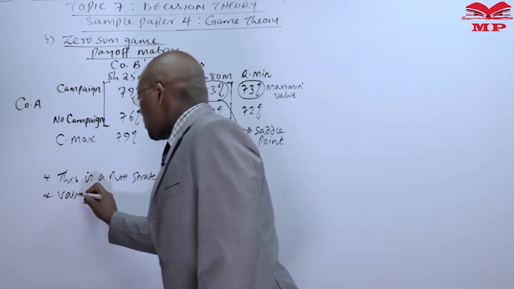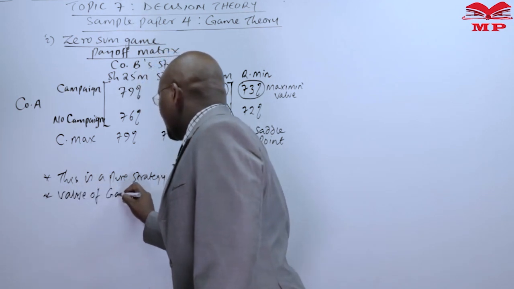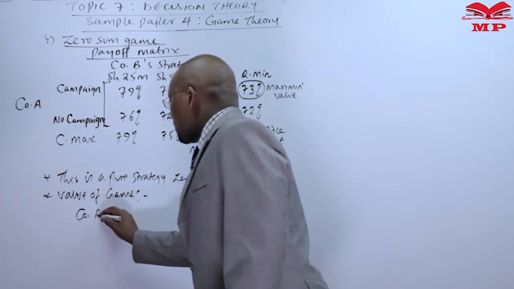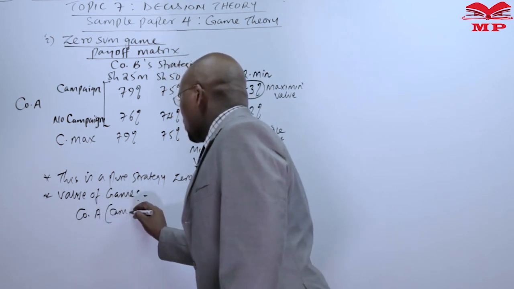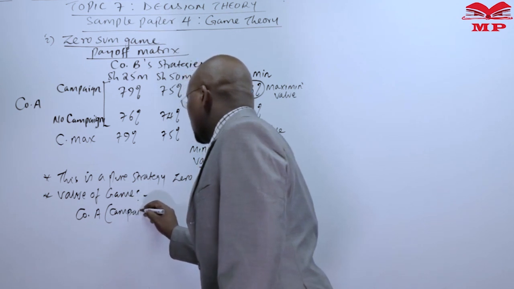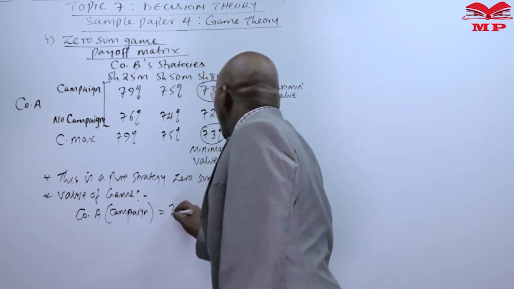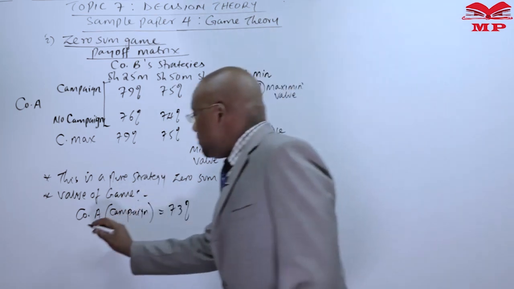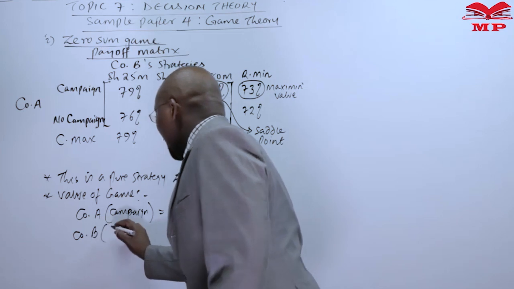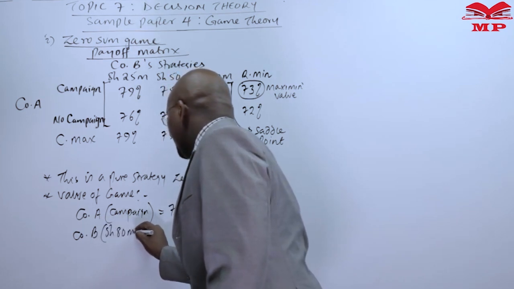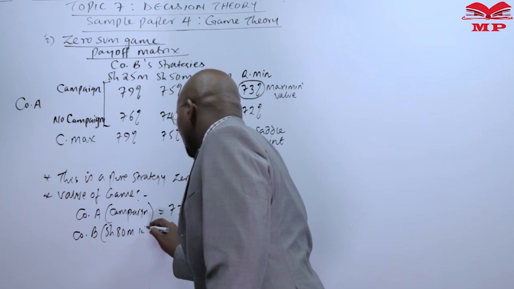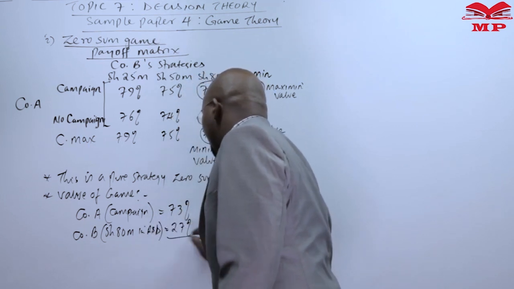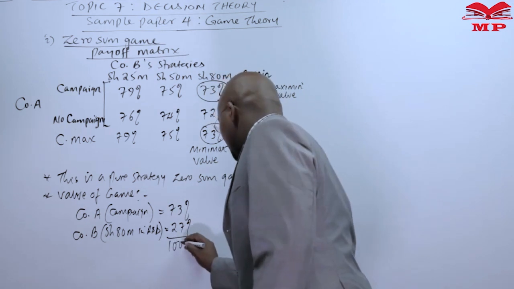Now, value of game is where company A, when they are conducting a campaign, will control 73% of the market share, while company B, as they invest shillings 80 M in R&D, will get 27% control of the market share. This will give us 100%.